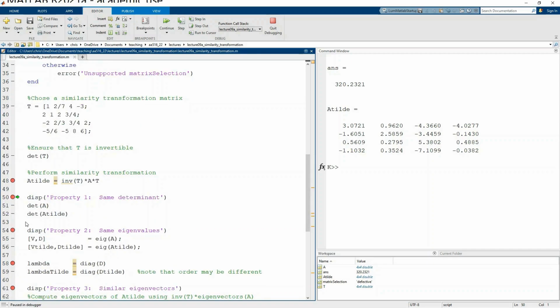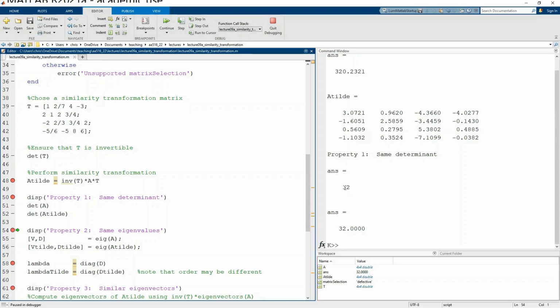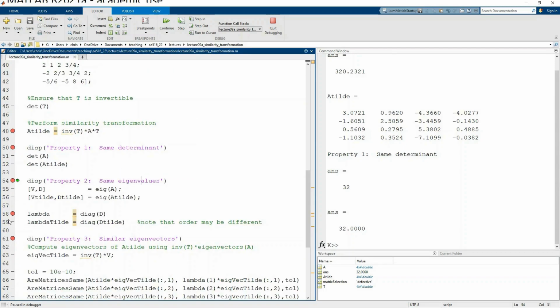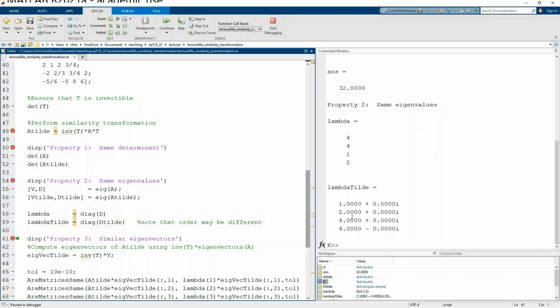But again, we should be able to see that all these properties are the same. So again, let's check the determinants. Yep, in both cases, the determinants are now 32. I think it was 20 earlier, but again, it doesn't matter because they're both the same. We can also see that the eigenvalues are also the same.